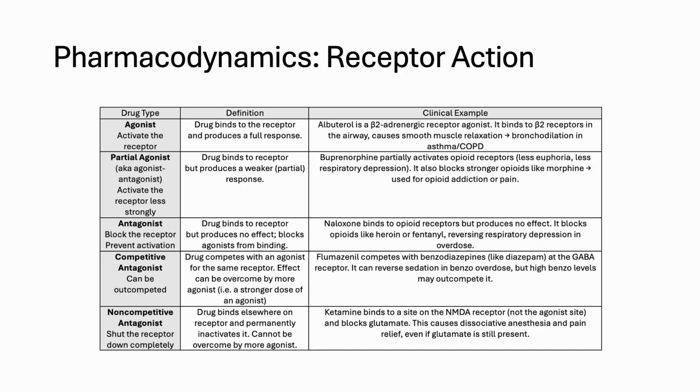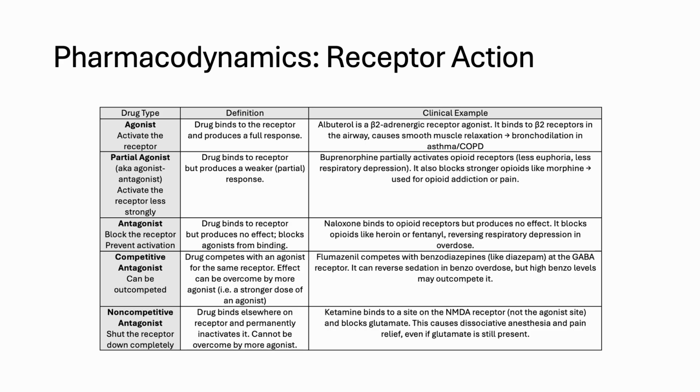flumazenil. So you took too many benzos. You want those benzos off your receptors, so you're going to take flumazenil. The thing about flumazenil is if you have enough benzos on board, those benzos can outcompete it. So you can have too many benzos on board for it to work really well. So a competitive antagonist, it will work, but it's competing with the agonist, and sometimes an agonist can outcompete it.